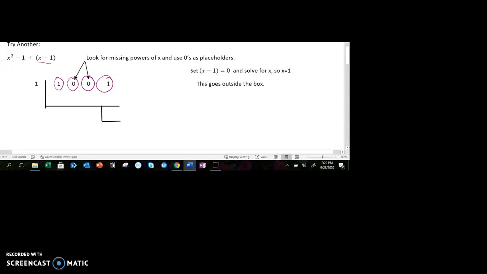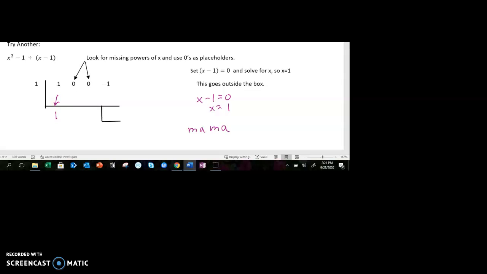So we are dividing by x minus 1. I would set the x minus 1 equal to 0, add 1. 1 is the number that goes outside my box. Okay, bring down the 1. Now we multiply, add, multiply, add. It always reminds me of mama.